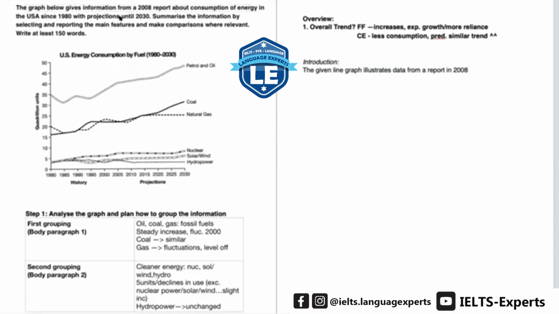since 1980 with projections until 2030. I am going to say here, a report in 2008 regarding energy consumption in the USA since 1980 with predictions until 2030. Okay, and if we look at the last half of the sentence, I have regarding energy consumption instead of saying about consumption of energy. I've kept in the USA, obviously, since 1980 is fine. But instead of saying with projections until 2030, I've said with predictions until 2030.